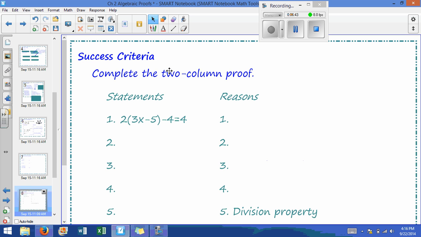So ideally, you understand what a two-column proof is, and you would be able to actually do the math, that's the statement side, and explain why you did it using those algebraic properties. So pause the video here for a moment and see if you can fill this out, and I will give you the answers in just a moment.